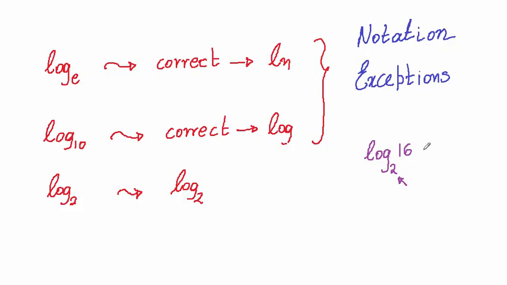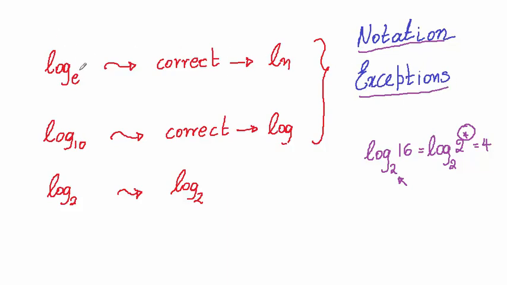And in order to find the logarithm, what we need to do is rewrite the number inside the logarithm as a power of 2, or approximately, and the logarithm is going to be nothing else than the exponent. Okay, but we have some notation exceptions, and we want to make sure that we remember those.